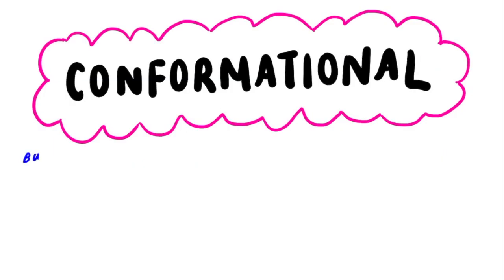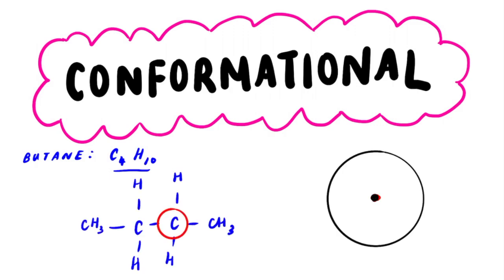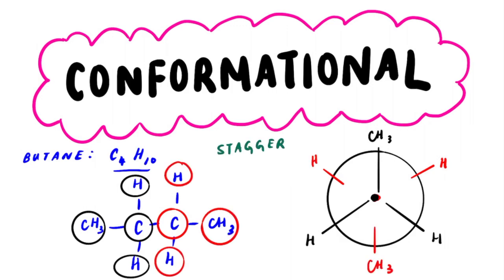Now let's say you were given butane, chemical formula C4H10. This 4-carbon structure could be drawn in a few ways. The two middle carbons could overlay to form the following structure. The arrangement where the methyl groups are opposite to each other is identified as a staggered conformation. However, this is not the only arrangement that butane can exist in.